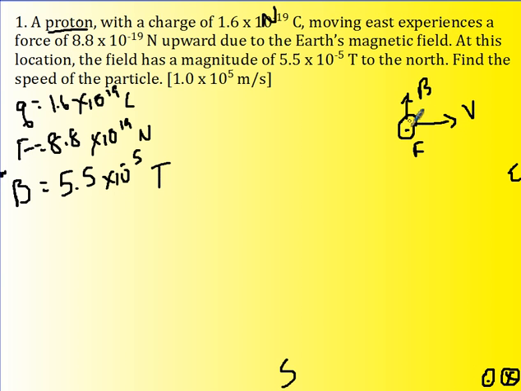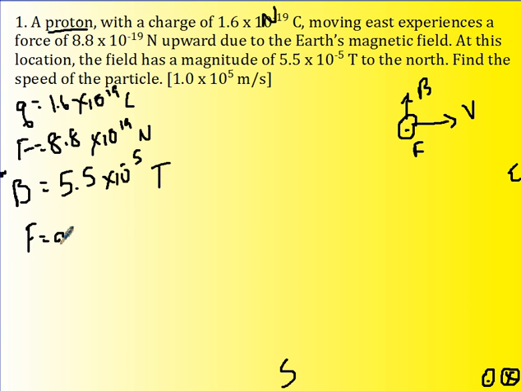Now, is this right? Put your fingers in the direction of B, your thumb in the direction of the velocity of the particle, which is east, and indeed your palm faces up, so your force is up. So yeah, I have my directions correct. So now let's find the speed of the particle.